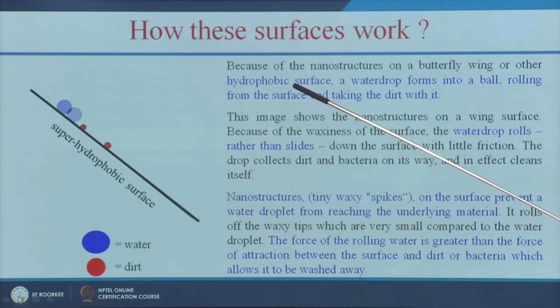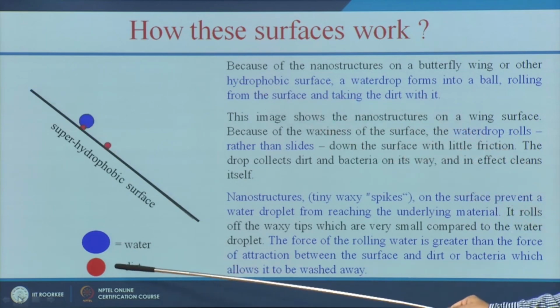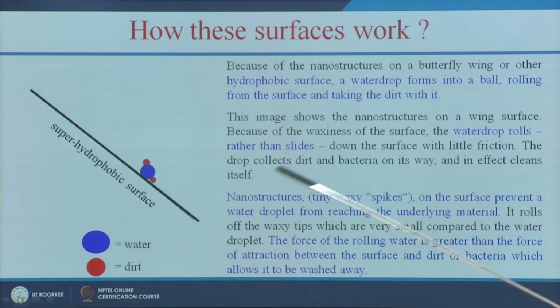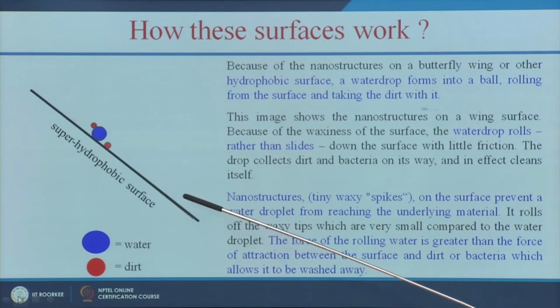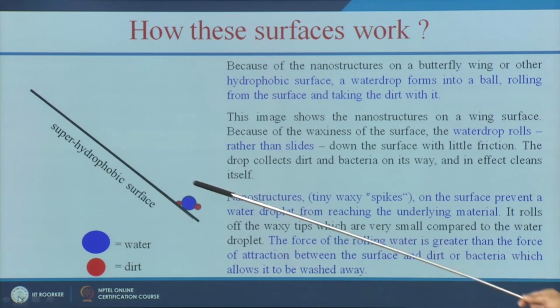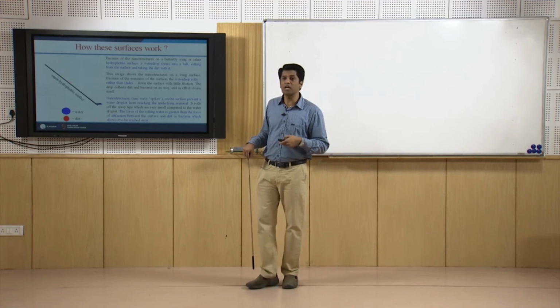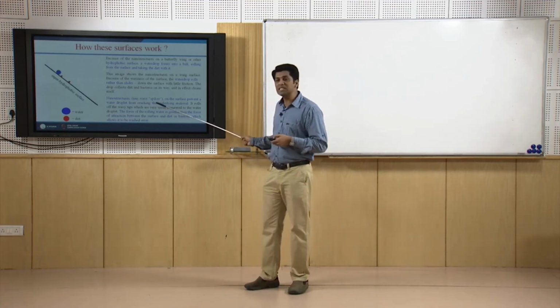Okay. This hydrophobic surface makes water form a ball, and it will roll off the surface, taking all the dirt. You can see here the red color is the dirt and the blue color is the water. The water drops roll rather than slide, and the surface has nanostructures like tiny waxy spikes. So it prevents the water droplet from reaching the underlying material, and the force of the rolling water is greater than the force of attraction between the surface and the dirt, so it can easily wash away all the material. So butterfly wings have a very good self-cleaning property because of their super hydrophobic nature, as well as the tiny waxy spikes.